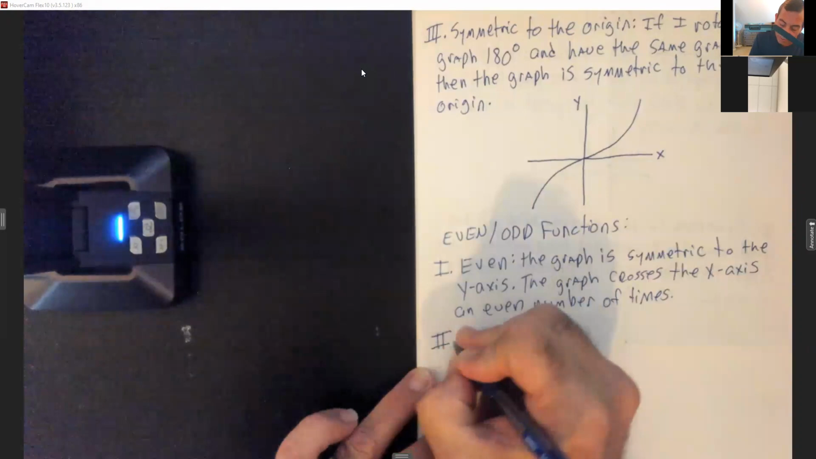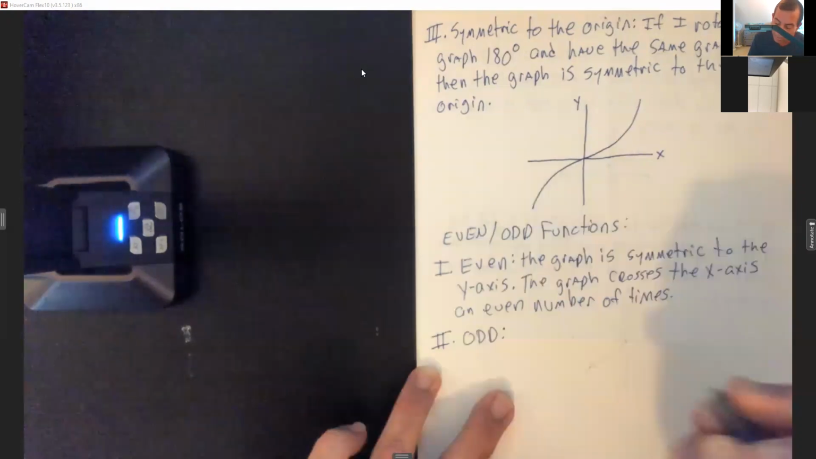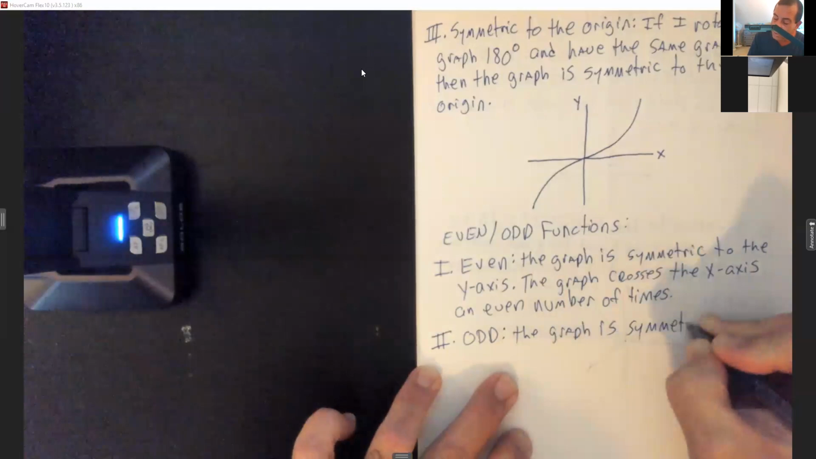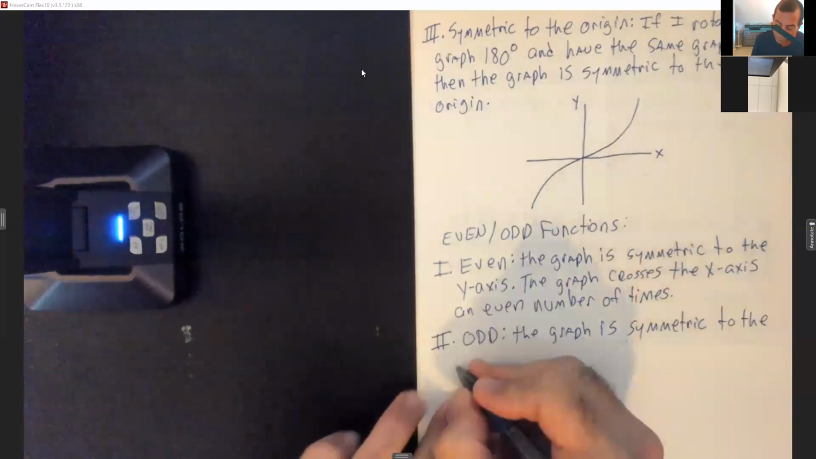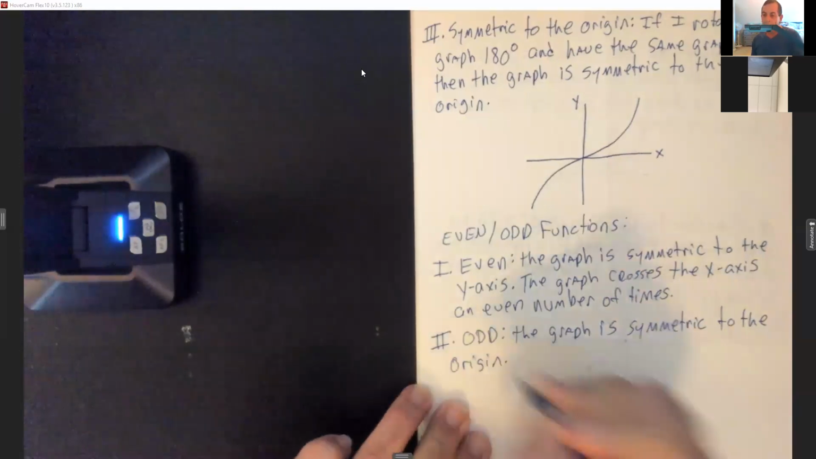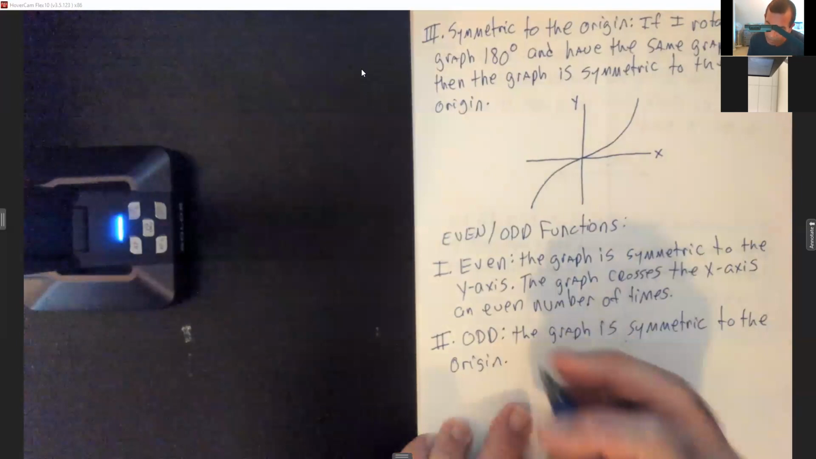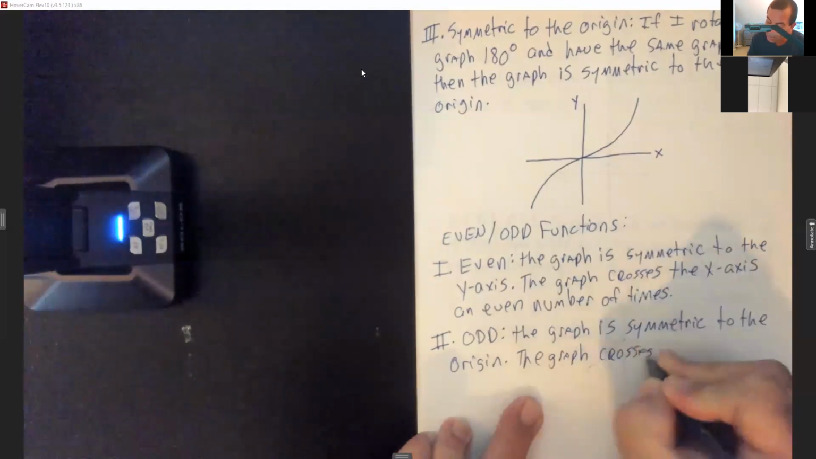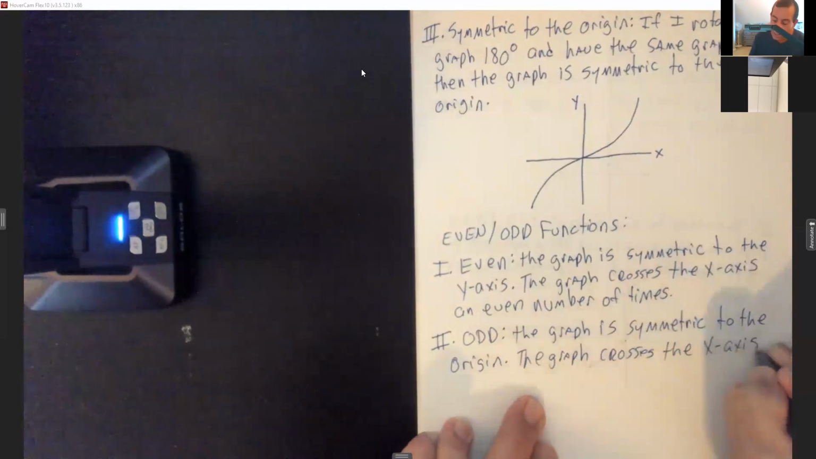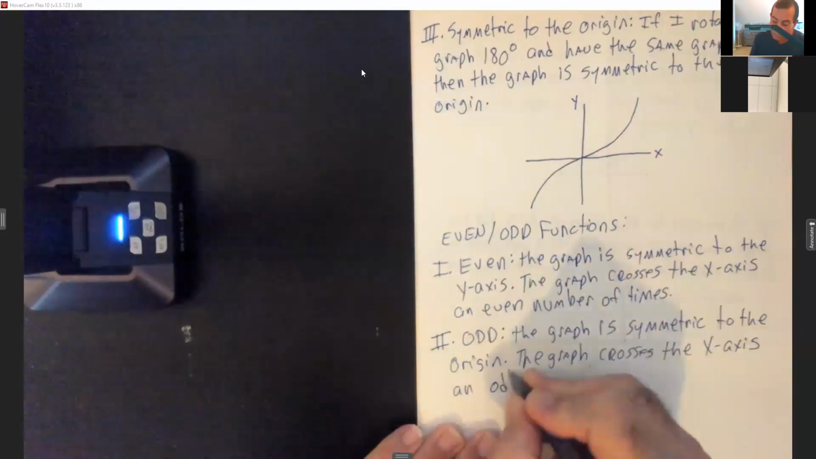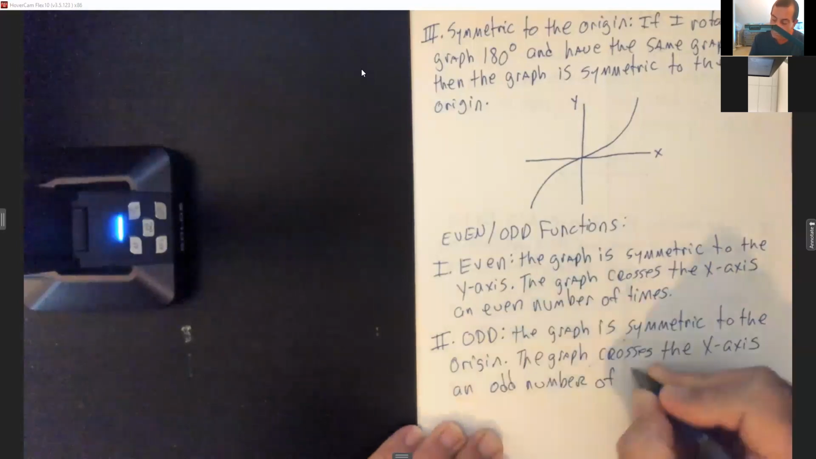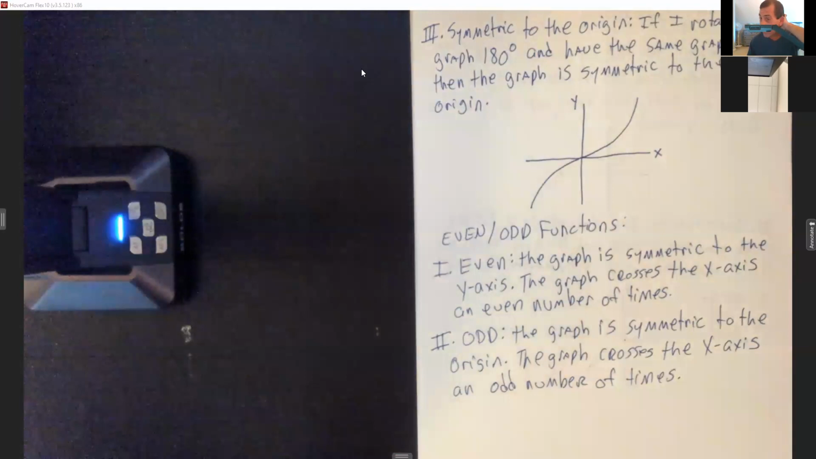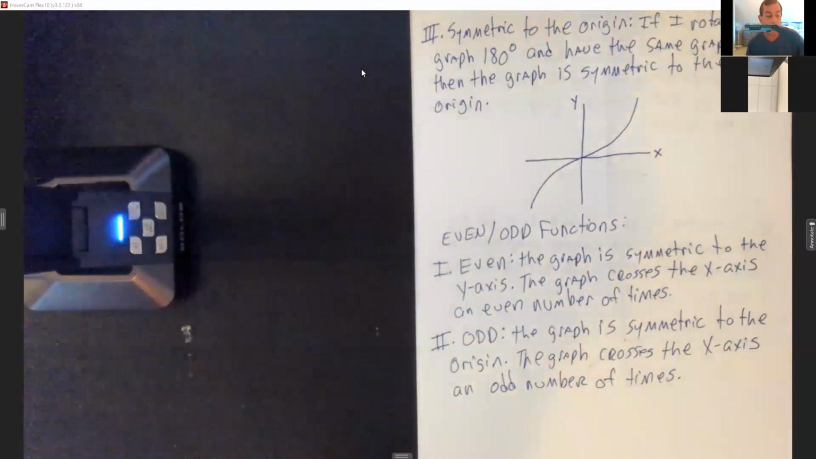And then to be an odd function, the graph is symmetric to the origin. Okay, which means these graphs cross the x-axis an odd number of times. Okay, so an odd function will cross that x-axis either 1 time, 3 times, 5 times, but it will be an odd number, okay?